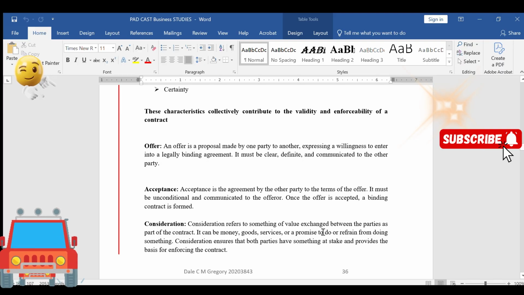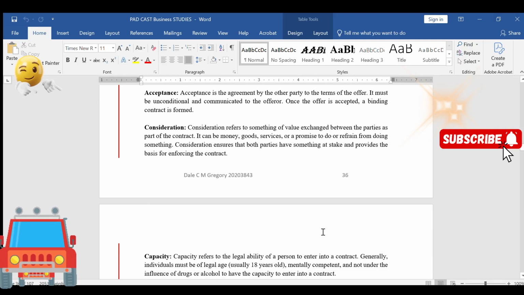Offer. An offer is a proposal made by one party to another expressing a willingness to enter into a legally binding agreement. It must be clear, definite, and communicated to the other party. Acceptance is the agreement by the other party to the terms of the offer. It must be unconditional and communicated to the offeror. Once the offer is accepted, a binding contract is formed.